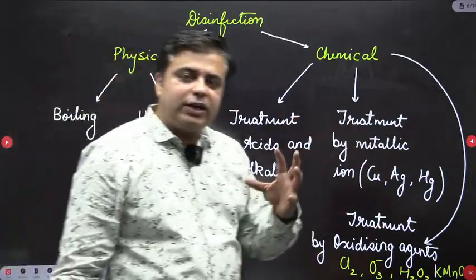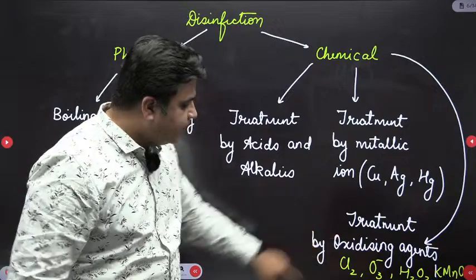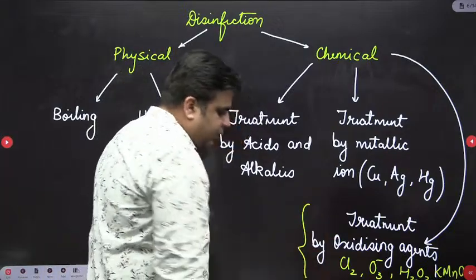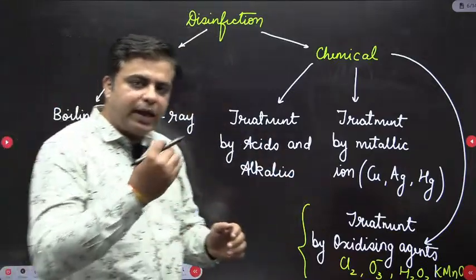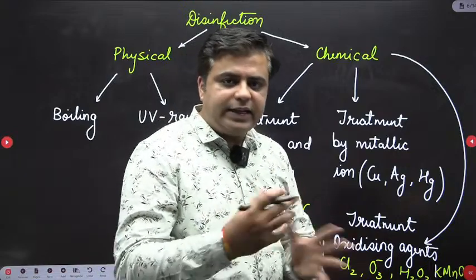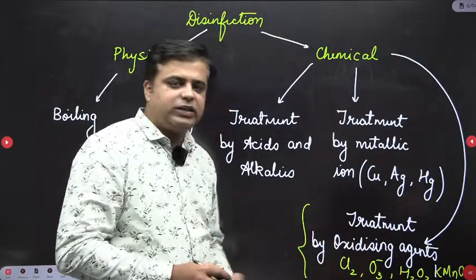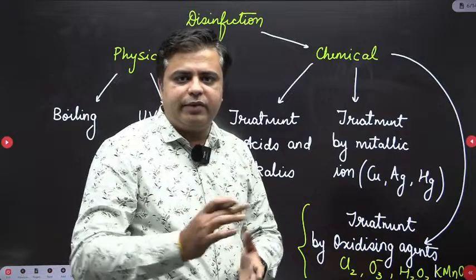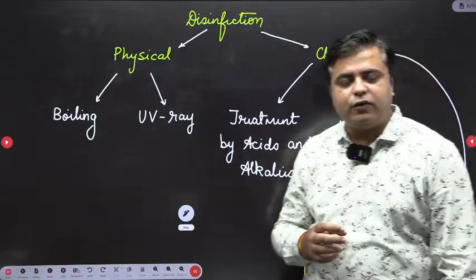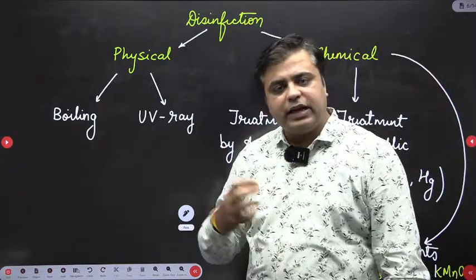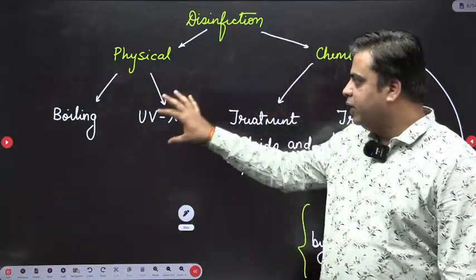Now practically we treat water using the chemical method of disinfection, and especially treatment by oxidizing agent. This is the sole method of treating water on a mass scale. If you need to supply water to the community, then instantaneous treatment is required. And for instantaneous treatment, we go with treatment by oxidizing agent, and in India, we go with treatment with chlorine. UV ray treatment is also a very efficient method of disinfection, for killing the microorganisms. But again, treatment with UV rays is a very costly affair. That's why we don't go with this method.